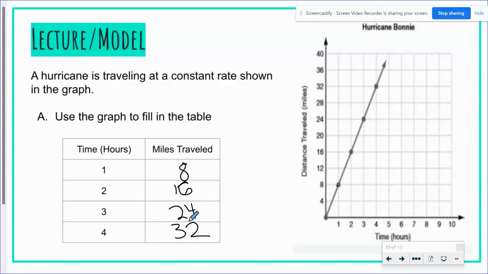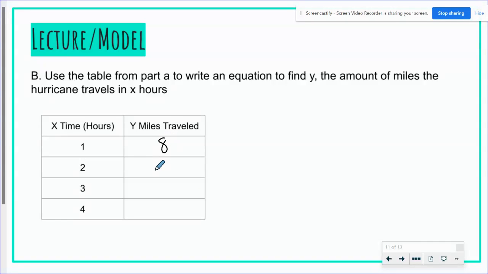Again, I'm looking at the different points: hours, distance, plotting points on the graph. All right, using the table from part A, so I'm just going to fill that in really quick. Write an equation to find y, the amount of miles the hurricane travels in x hours.